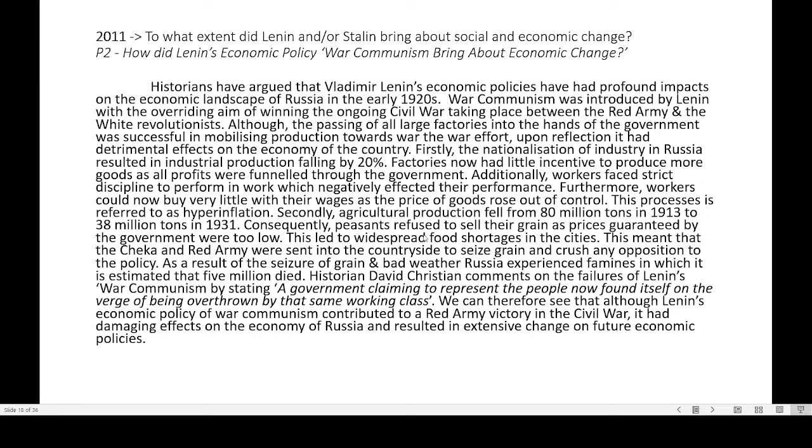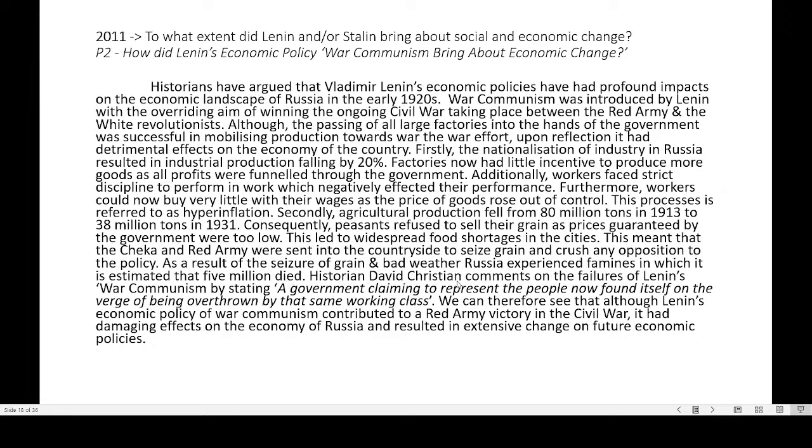Secondly, agricultural production fell from 80 million tonnes in 1913 to 38 million tonnes in 1931. Consequently, peasants refused to sell their grain as prices guaranteed by the government were too low. This led to widespread food shortages in the cities. This meant that the Cheka and the Red Army were sent into the countryside to seize grain and crush any opposition to this policy. As a result of the seizure of grain and bad weather, Russia experienced famines, in which it is estimated that 5 million died.